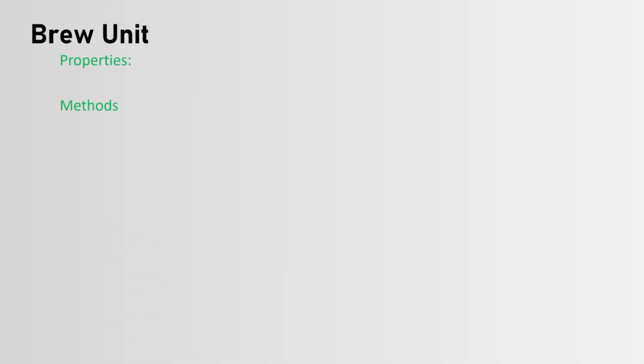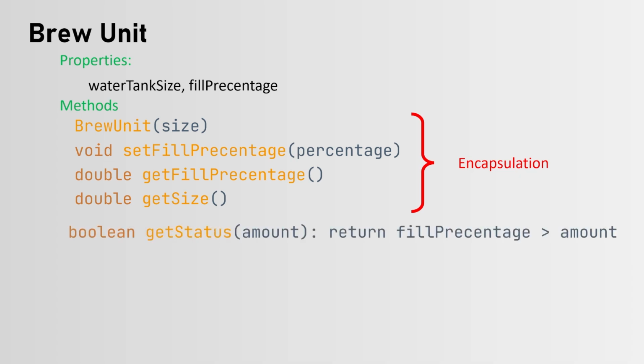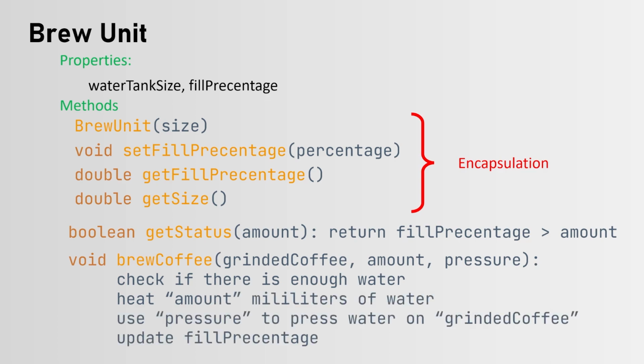Now let's move on to the brew unit. It also has its properties like water tank size and water tank fill. Here again, we provide the obvious encapsulation methods. Those are get tank size, get tank fill percentage, set tank fill percentage, and the constructor to create an instance of the class, of course. The abstraction method this class is going to have is just one, and that is brew coffee. As inputs, it takes provided ground coffee, milliliters of how big the coffee should be, and the amount of pressure needed. It checks if there is enough water, heats the water, and presses it with the provided amount of pressure to make the needed amount of coffee.